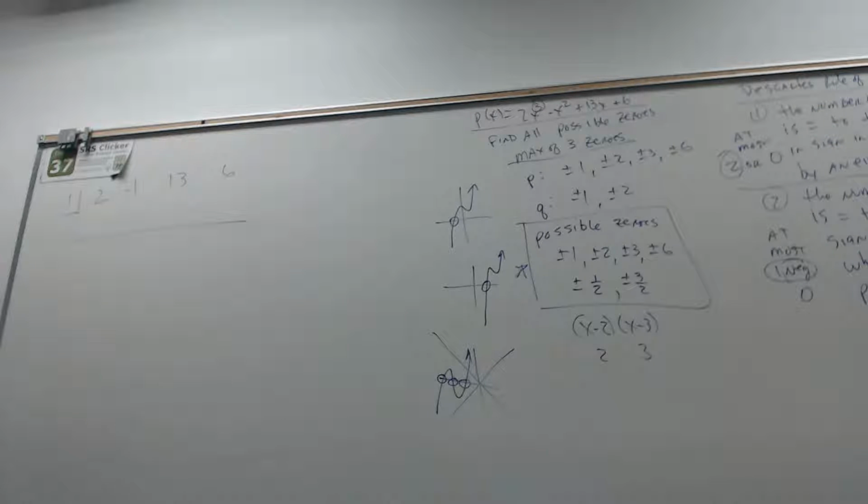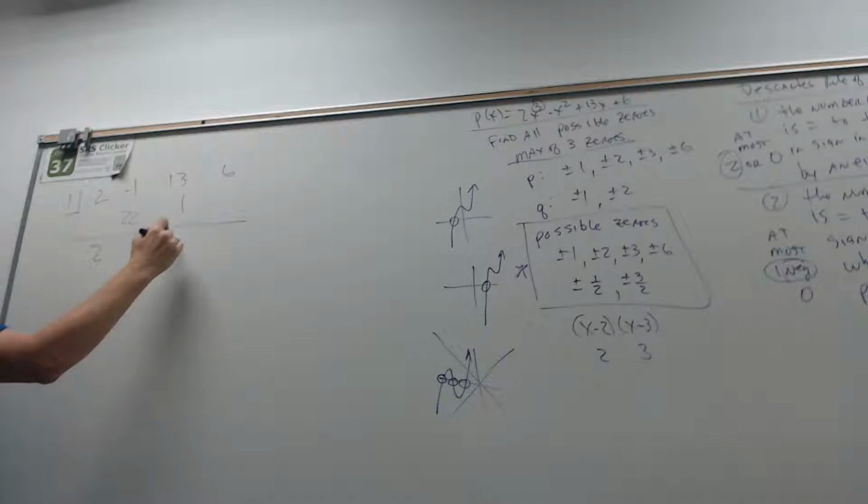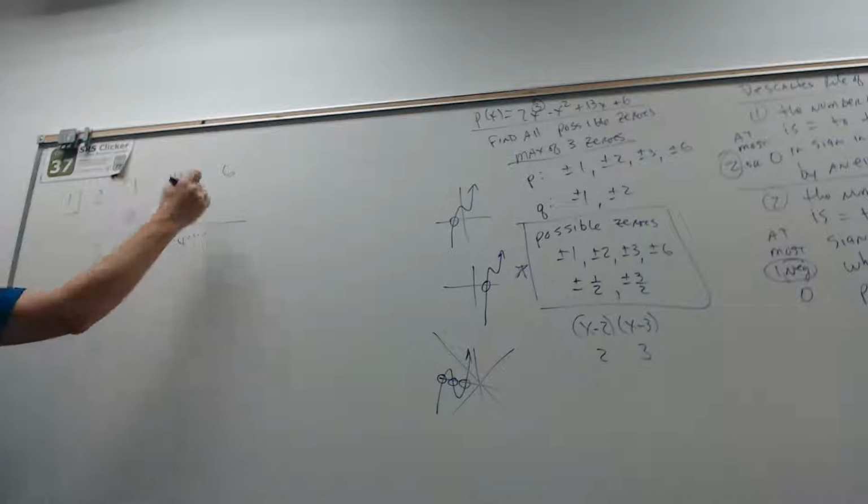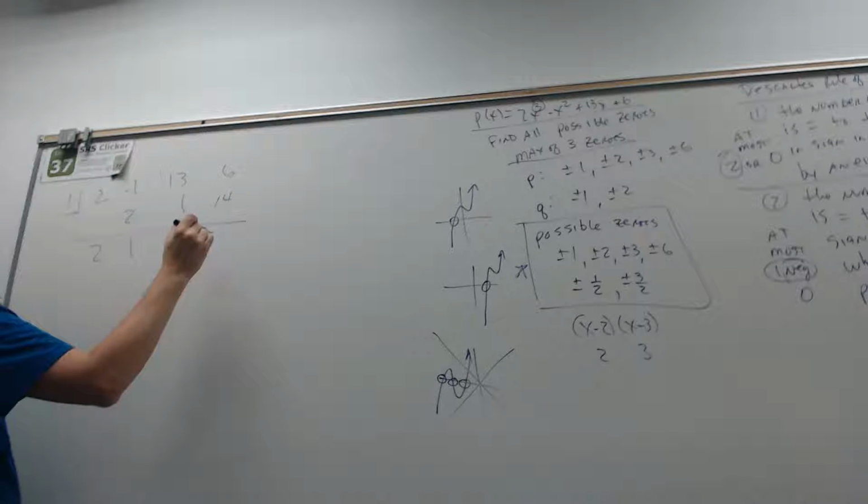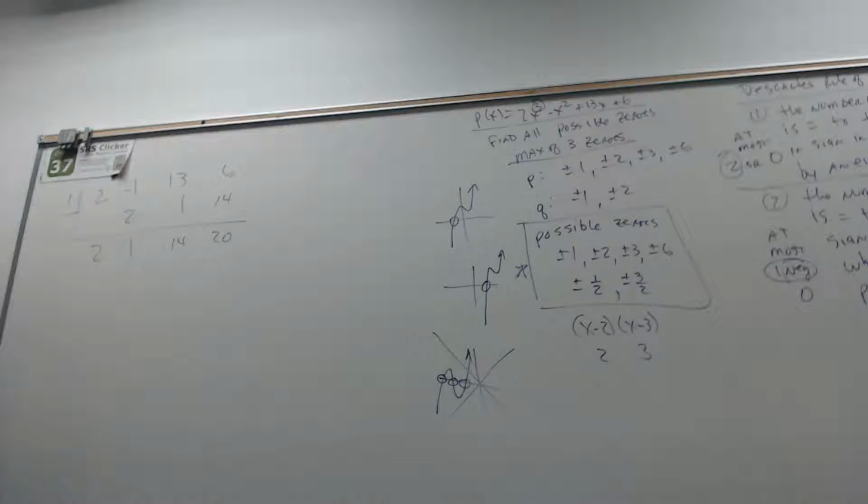All right. I'll give you another rule in a minute here. We'll see if it applies to this. Can you help me do synthetic division? 2, 2, 1, 1, 14, and 20. Is 1 a 0 of this? No, because this is not 0.